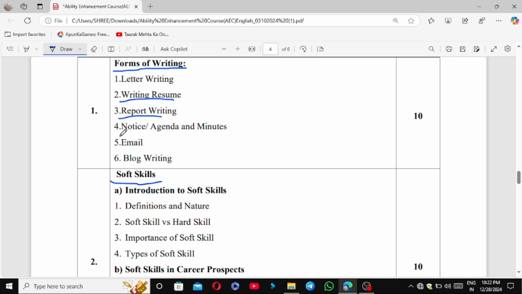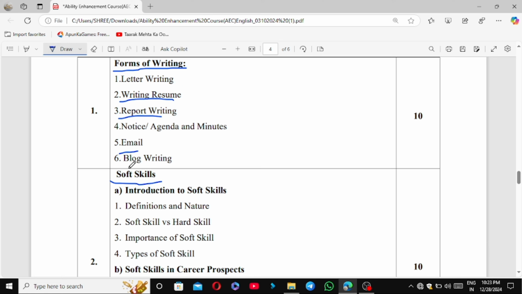Then agenda means a list of topics or activities to be discussed in a meeting. Suppose you have a meeting of your classroom, so what is the agenda of your meeting? You have a list of topics that will be discussed in your meeting. Then minutes. Minutes means an official record of what transpired during a meeting, including discussion and decisions. Key components of minutes are title, date, time, location, and names of attendees. Then email.